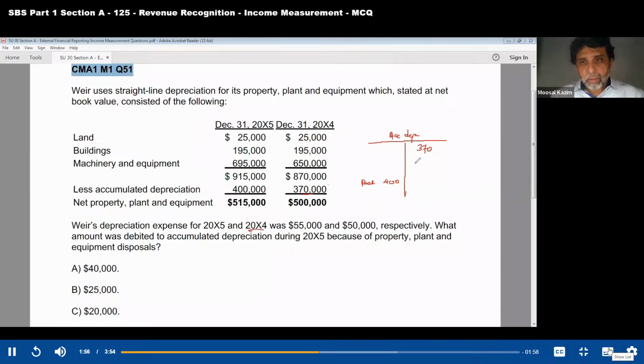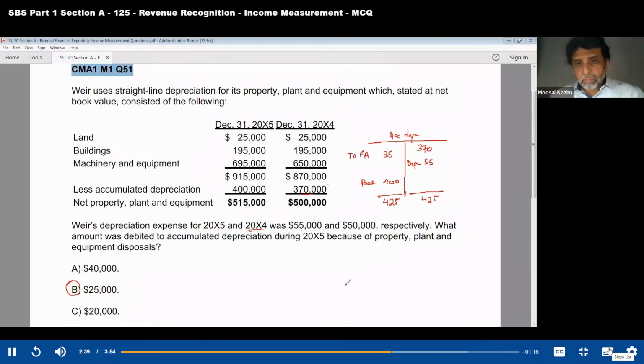2005 happened during the year. So the depreciation expense would be a debit to depreciation expense and credit to accumulated depreciation. So 55, right? And the credit side is 425. The debit side also should be 425, but it's only 400. So obviously, there has been a disposal: depreciation debit, fixed asset and other accounts would be credited. So that is 25,000 to make debit and credit equal. So B is the right answer.